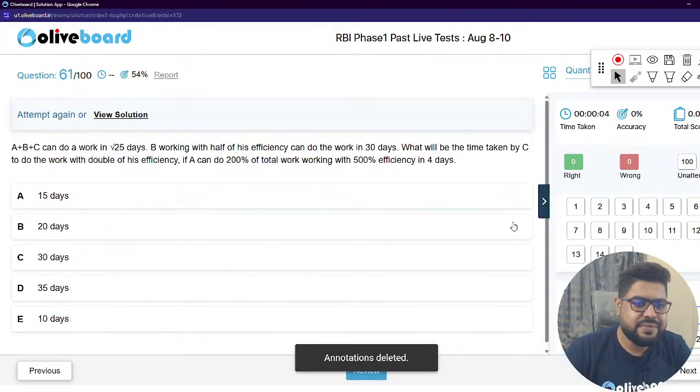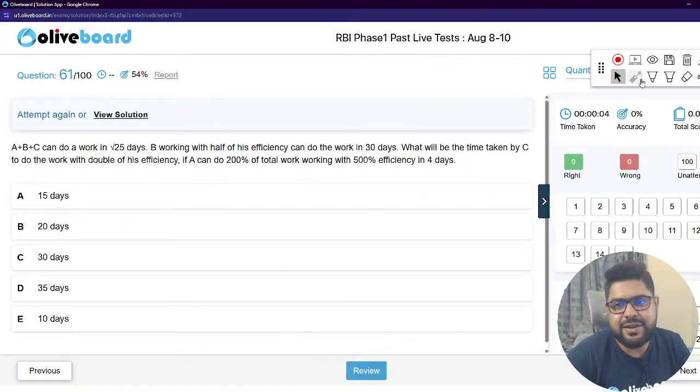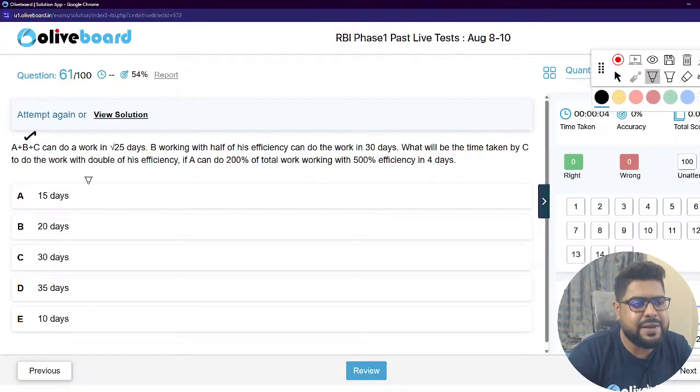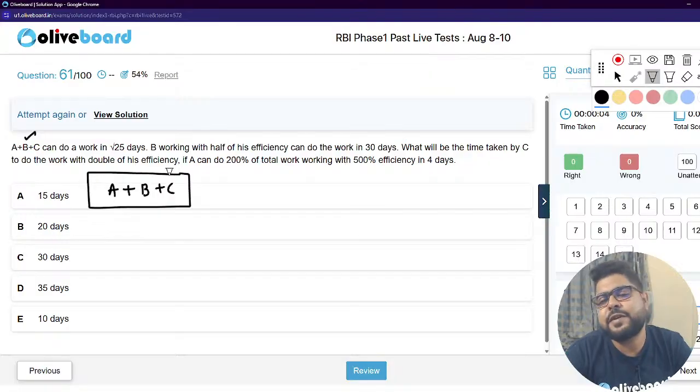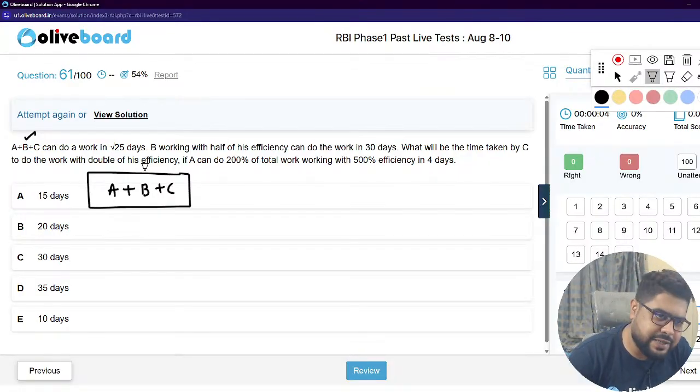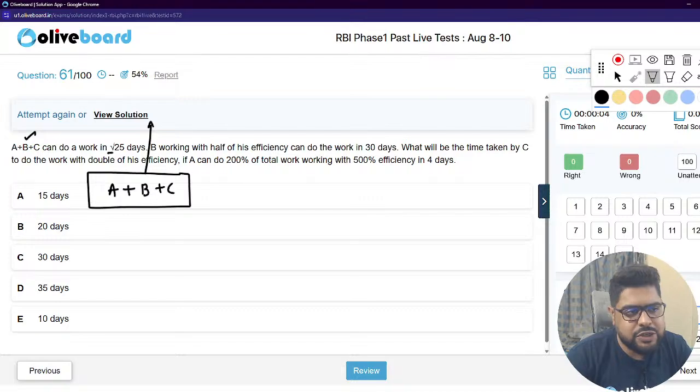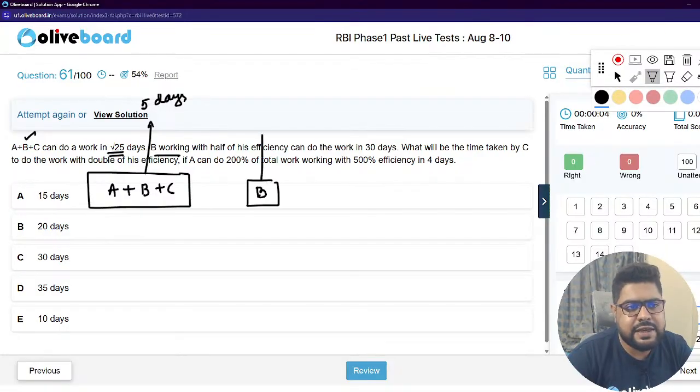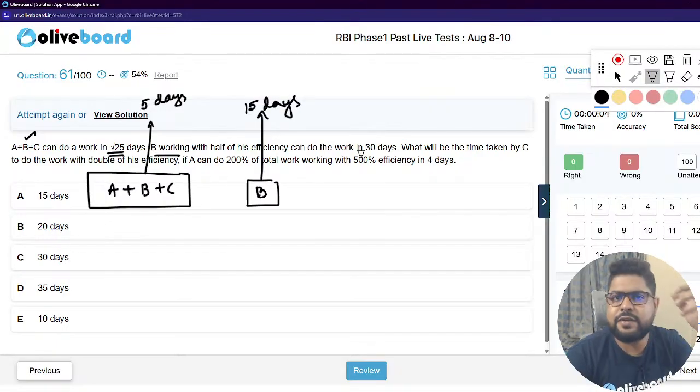Another question of time, speed and distance. A plus B plus C. I'll write the efficiency ratio directly. Achha, chalo, first let's write the time ratio. A plus B plus C taking 5 days. B working at half his efficiency is doing it in 30 days. So that means at original 100% efficiency, he will do it in 15 days. Correct? Half the efficiency, double the time. And what will be the time taken by A?